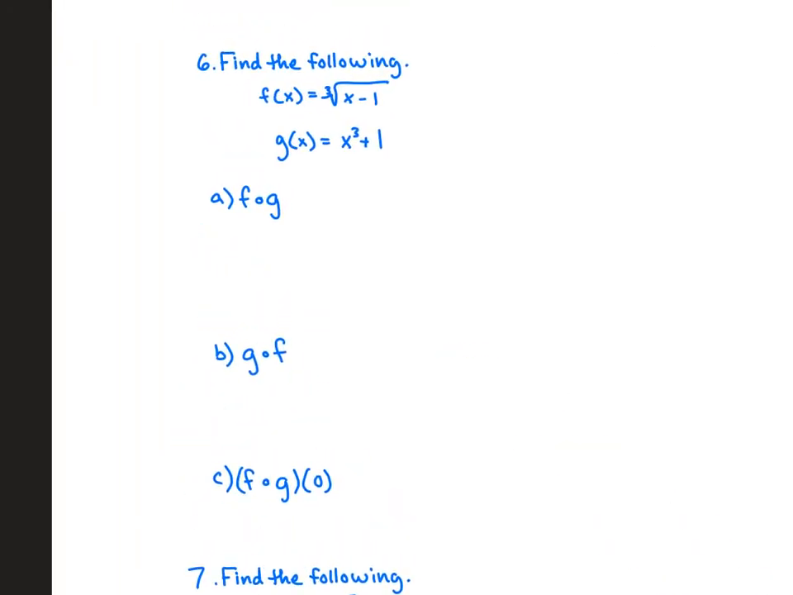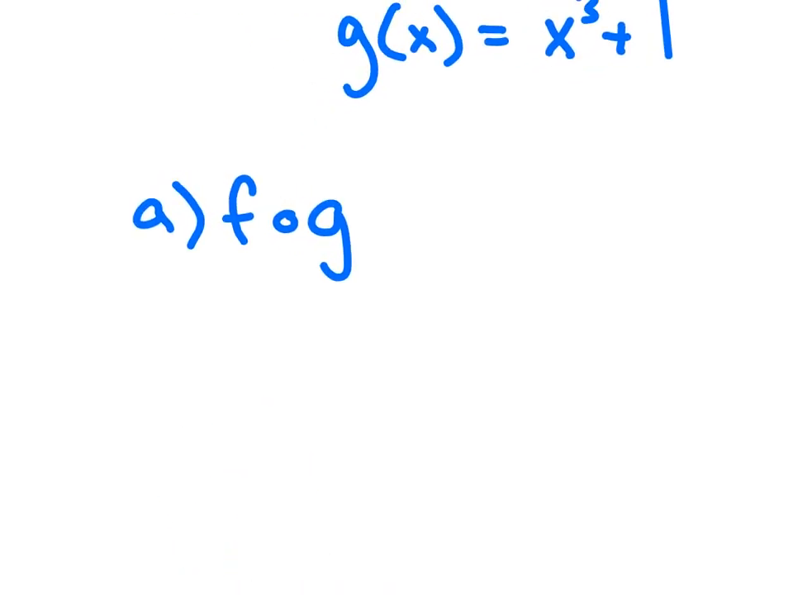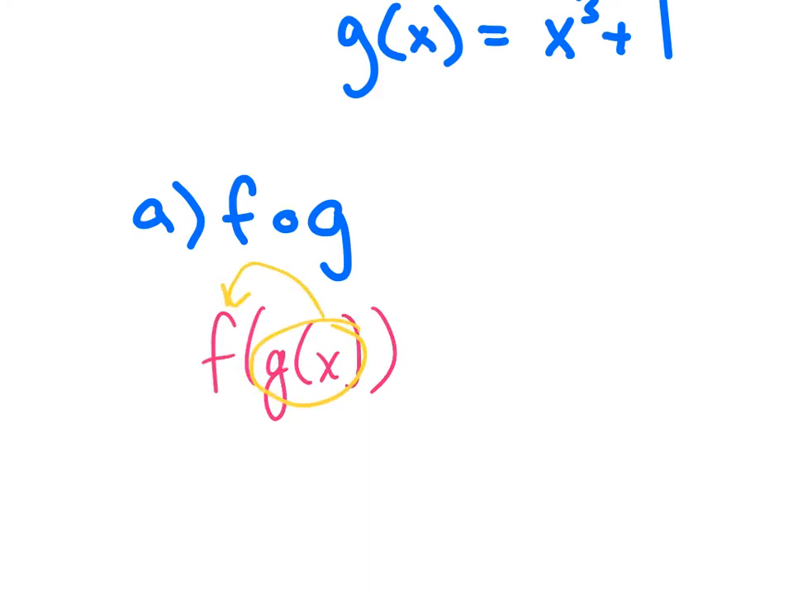Okay, we have some more compositions and combinations. Guys, remember, this does not say f o g. It does not say f times g. This says f of g. It can also be written like this, f of g of x. That means take the g function and plug it into the f.